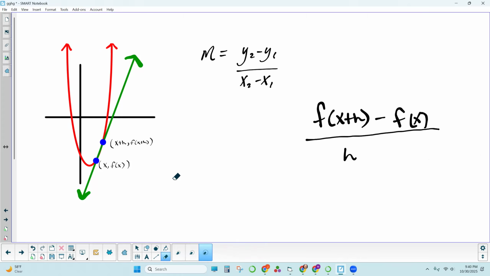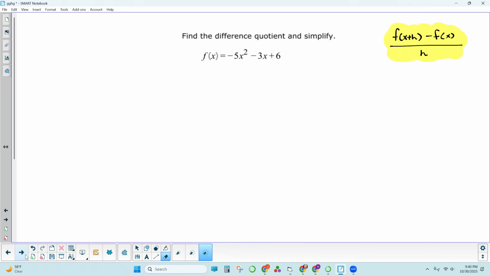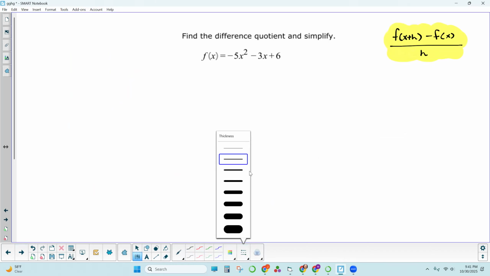Now let's do a couple examples here. We're given a function, and we're asked to find the difference quotient and simplify. I've provided the difference quotient up in the top right-hand corner, so let's work this out. First I'm going to take f of x plus h, so I'm going to plug x plus h into all my x's of f of x.